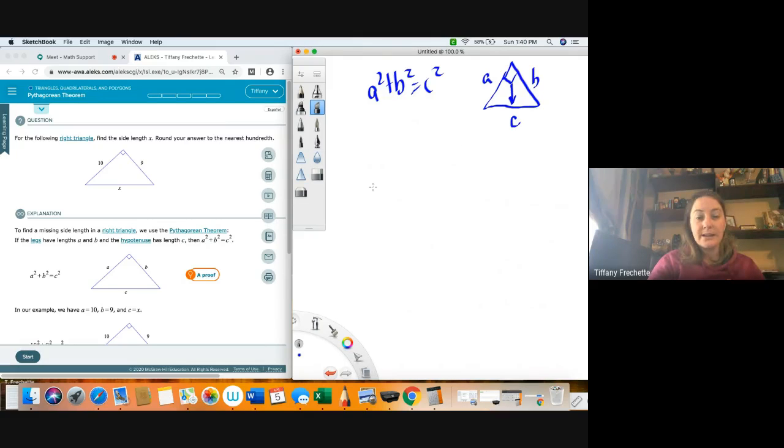So they start writing this out. We have a squared plus b squared. Whoops, I wrote b because I said b. So does it matter which one's a and which one's b? No. Remember, those are just the two legs that come together to make the right angle. So 10 and 9 are the two that make the right angle there, so those are the a and the b. And then we have x squared. We go through and work this out: 100 plus 81 equals x squared, and then we get 181 when we add those together.